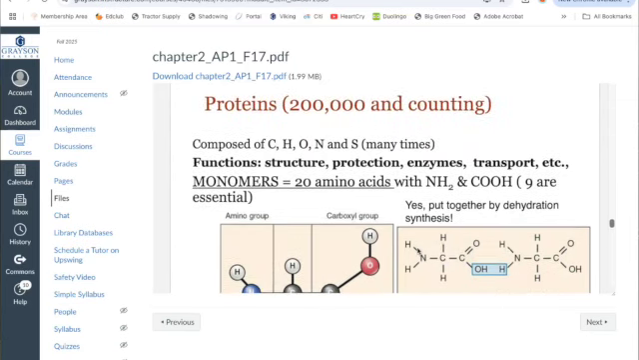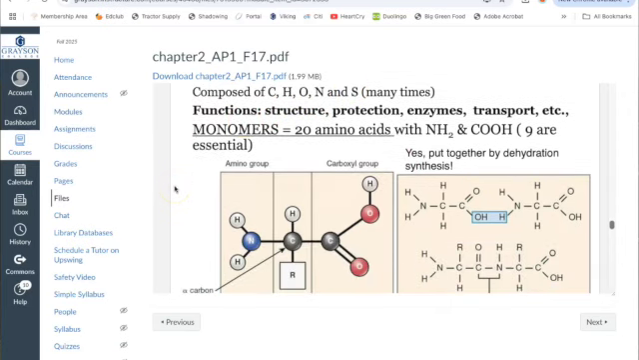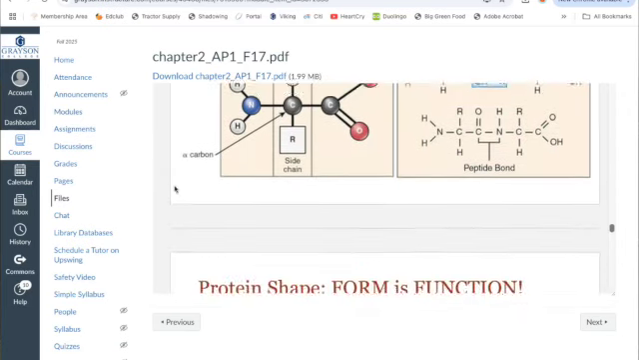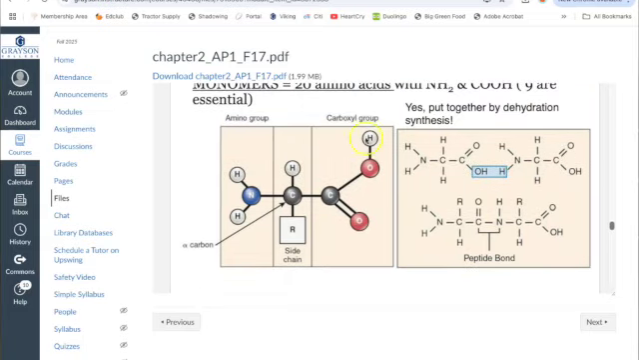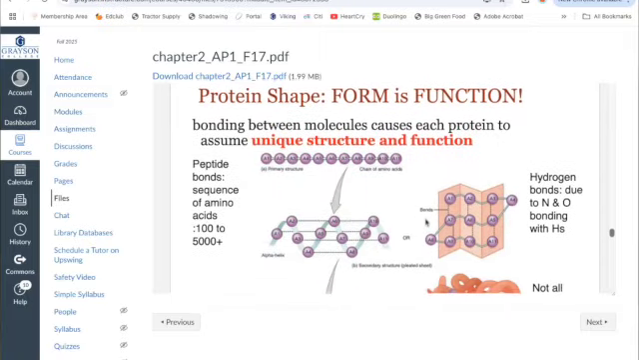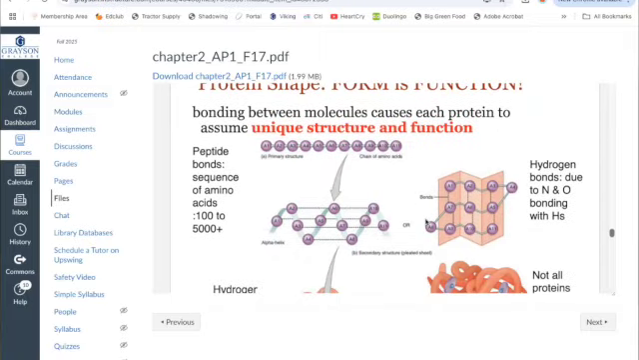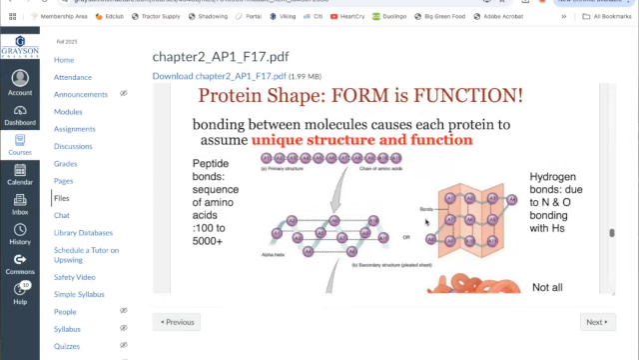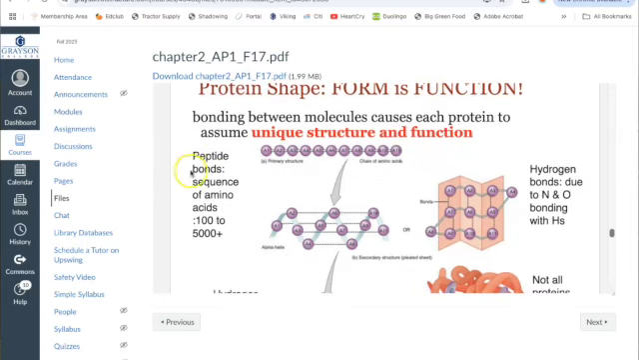Now we're going to come to proteins. Proteins have carbon, hydrogen, oxygen, nitrogen, and sulfur. Here is a bond. Anytime you see a peptide bond, we're talking about a protein. Okay, so protein is extremely complex, very large molecules. Again, the peptide bond is formed between them.